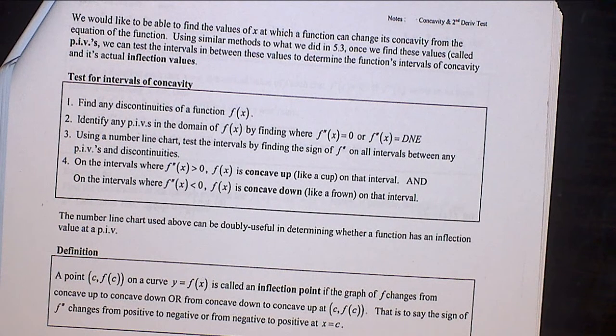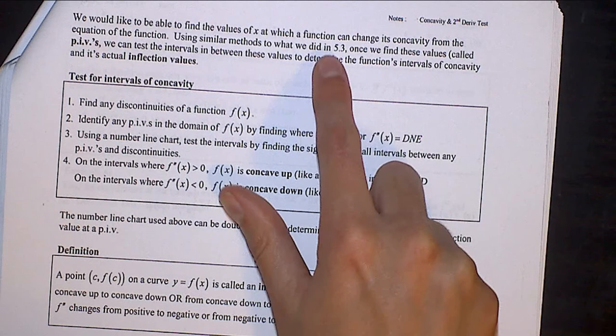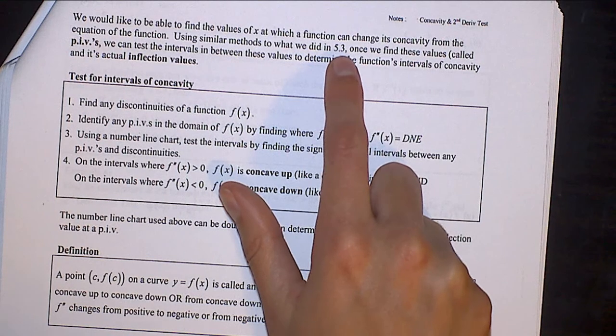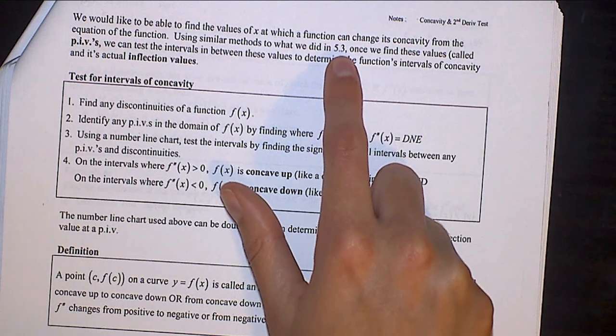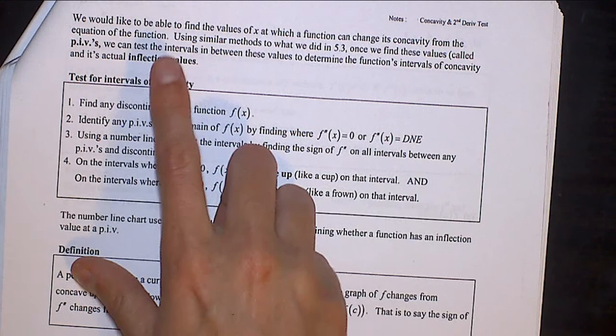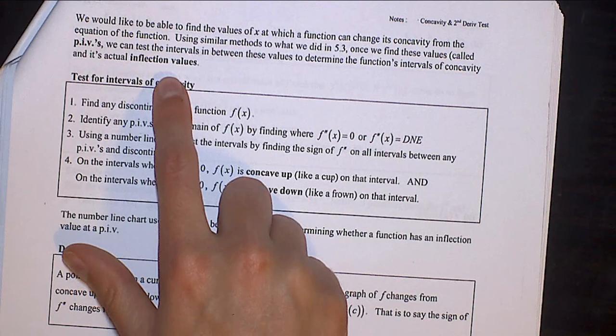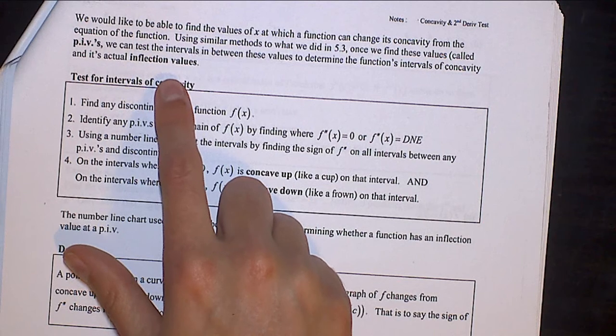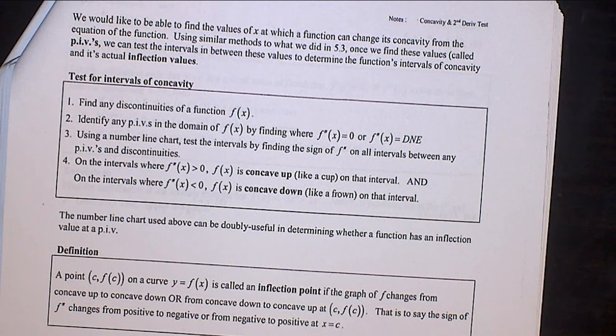So what this is referring to is when we made those line charts to determine where the maximums and minimums were by looking to see where the graph was increasing or decreasing. We're going to do the same thing here, except we're going to be looking at the concavity. And if we're looking at the concavity, that means instead of observing the behavior at the first derivative, we're going to be observing the behavior at the second derivative.